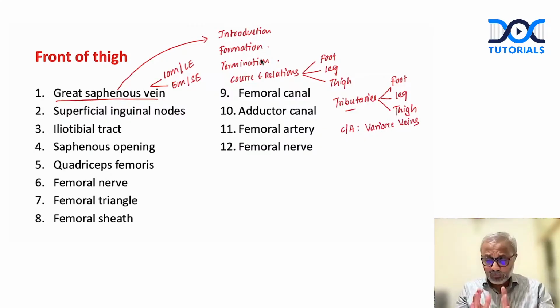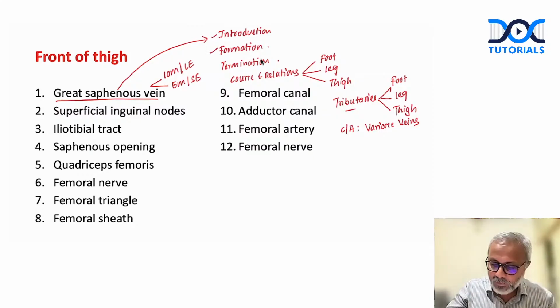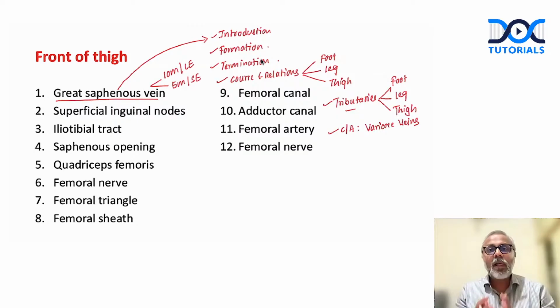Right? Just see the headings which we have written. We have written a line of introduction. We have written about formation, termination, course and relation, where we have split, then tributaries and clinical anatomy. We have used 6 headings to describe the anatomy of varicose veins. Now, this is what the examiner will look at. Have you structured your answer under different subheadings, and in that, whether you have used further subheadings, right? This is how you should write if great saphenous vein is asked for a long essay, right?